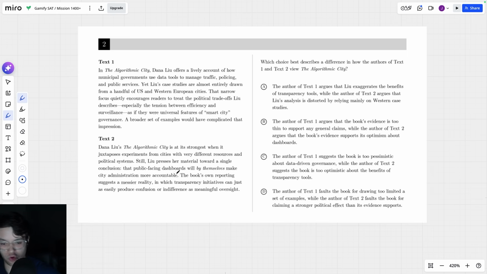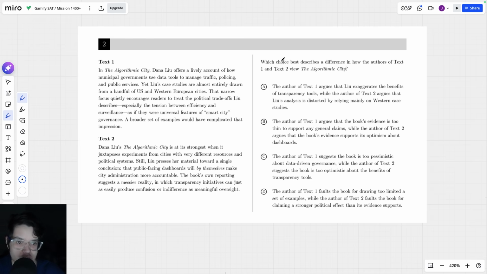The book's own reporting suggests a messier reality in which transparency initiatives can just as easily produce confusion or indifference as meaningful oversight. So this one's also saying the book was kind of bad, but for a different reason. It's bad because it tries to give this very clean-cut conclusion, but in actuality, the data was much messier, more confusing and complicated.